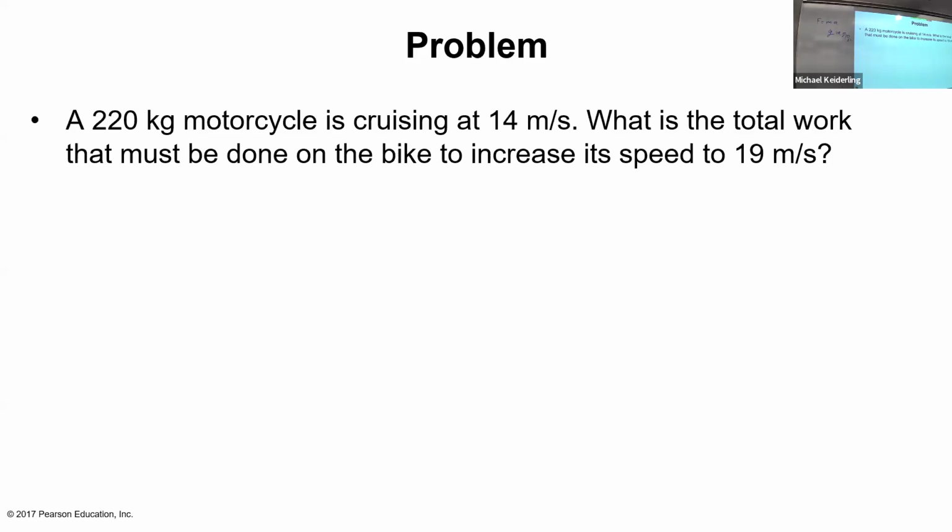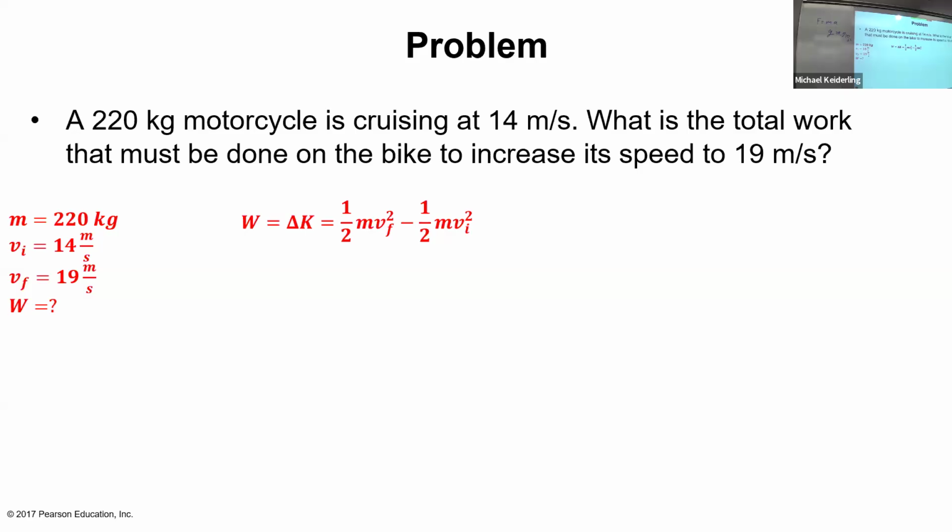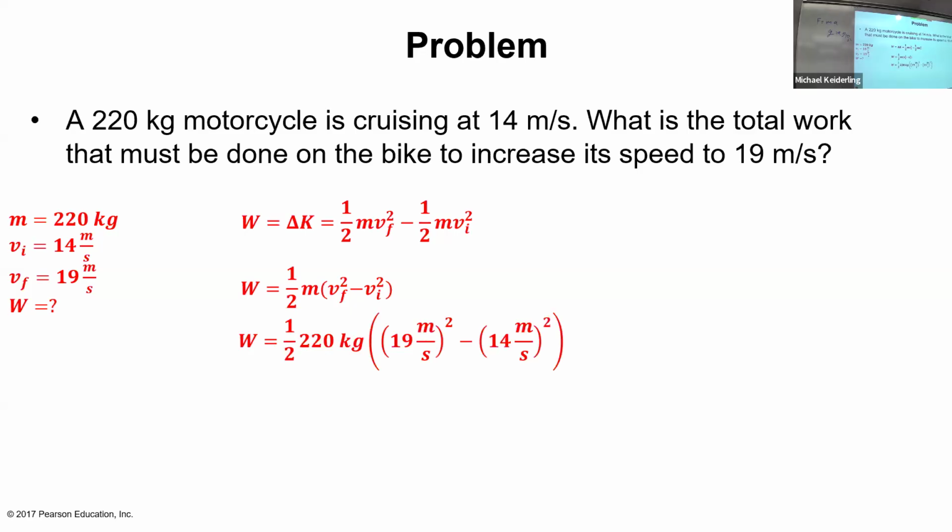So, we know the mass, 220 kilograms. We know the initial velocity is 14 meters per second. We know the final velocity is 19 meters per second. And we want to find the work. Well, work is just change in kinetic energy, so it's 1/2 mass times final velocity squared minus 1/2 mass times initial velocity squared. That works out to 1/2 mass times the difference v final squared minus v initial squared.